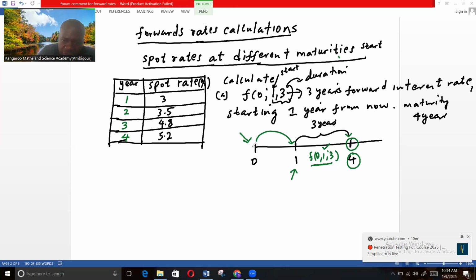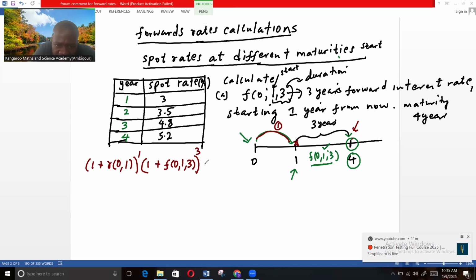From the start, we're going to have 1 plus the spot rate, which is the 1 year spot rate from here up until here, with a duration of 1 year. Multiply by, now we're moving from 1 year up until the maturity date, which is 3 years, the forward interest. So it's going to be 1 plus the forward interest rate starting in 1 year, but for 3 years in terms of duration, to the power of 3.